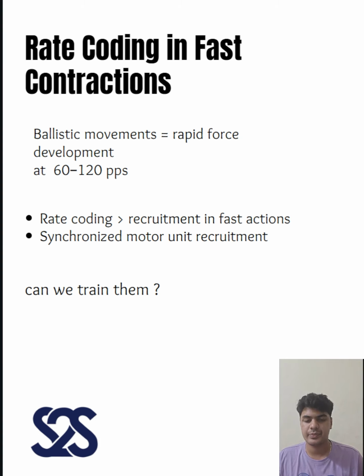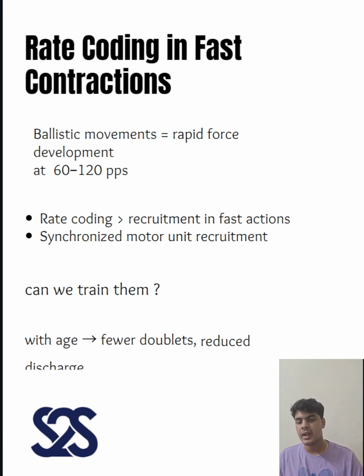So here, 60 to 120 pulses per second is a very broad range. You can have a muscle that is only working at 60 pulses per second. With training, incorporating faster movements and ballistic movements, it will slowly change to 100 or 120 pulses per second, which is something that we can do, and which all the athletes who have a power dominant sport require. With age, there are fewer doublets or reduced discharge.